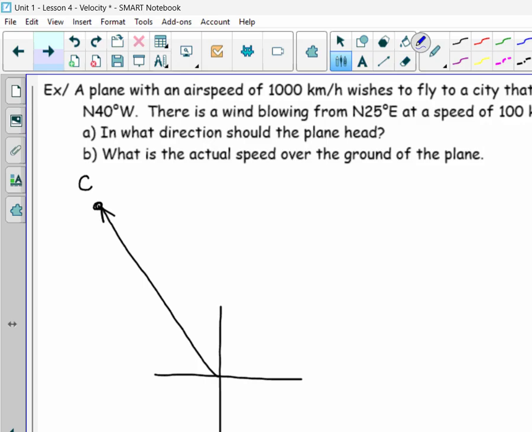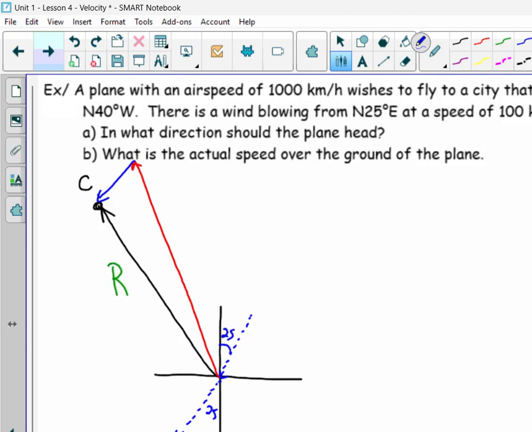From north 25 east means the wind is blowing from here, which means it's going to push our plane here, right? And this would be 25. Those are opposite angles. I could put it there. In what direction should the plane head? Well, this black line that I drew is actually the resultant. It results from the wind pushing it to where we want to end up. So the real question was, where was the plane going originally? The plane originally was going that away, so that the wind would push it that away.